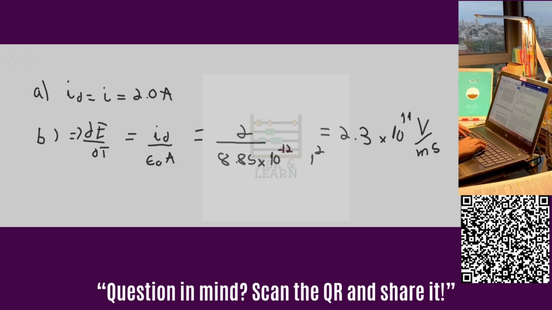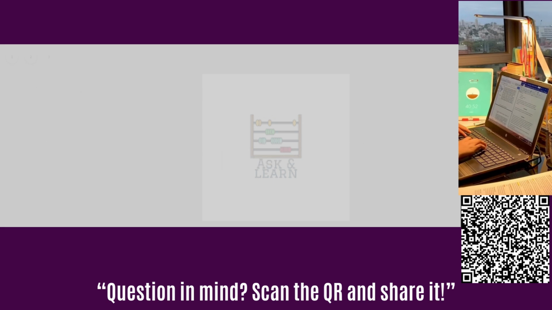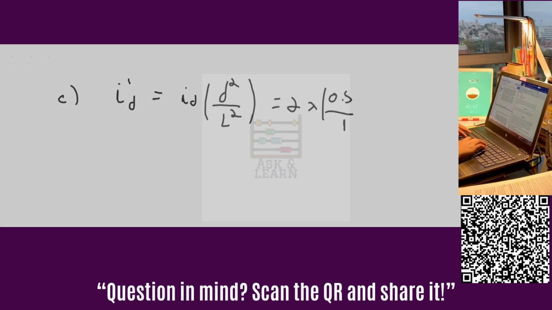For part C, we want to know what is the displacement current encircled by the square dashed path of edge of 0.5. So we have for part C, the displacement current prime is the displacement current times the ratio between the enclosed area and the total area. And this is 2 times 0.5 squared divided by 1 square. This is 0.5 amperes.